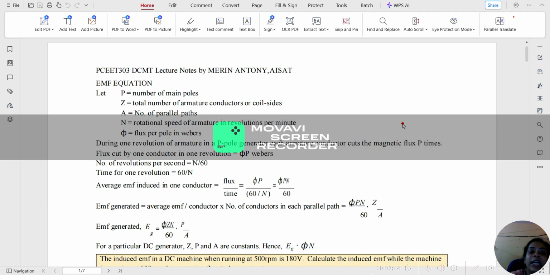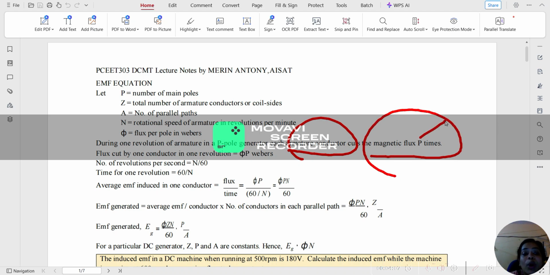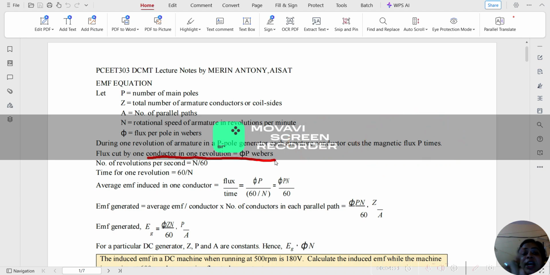We already know that during one revolution of an armature, considering the number of poles as capital P, each conductor will cut the magnetic flux P times, right? There will be Z conductors, and each conductor will cut the magnetic flux P times, where P is the number of poles. So what will be the flux cut by one conductor in one revolution? If phi is the flux and P is the number of poles, then the flux cut by one conductor in one revolution will be equal to phi into P Webers. Weber is the unit of flux. So we got d phi as phi P.